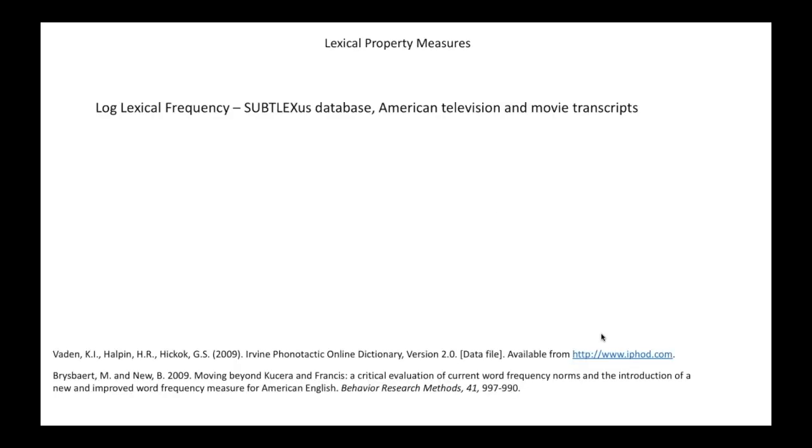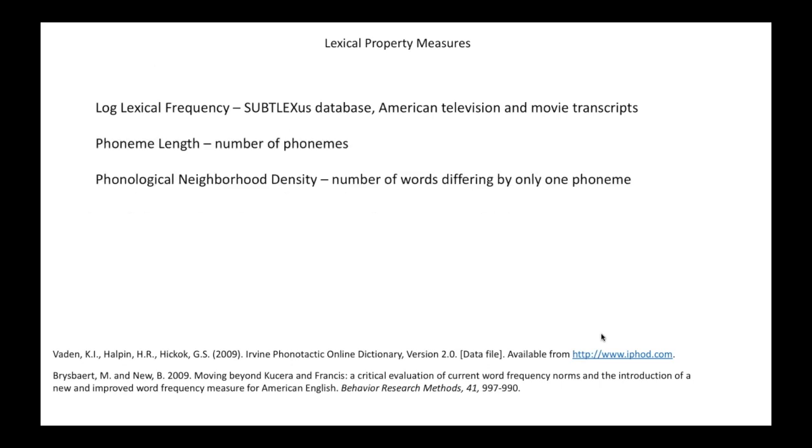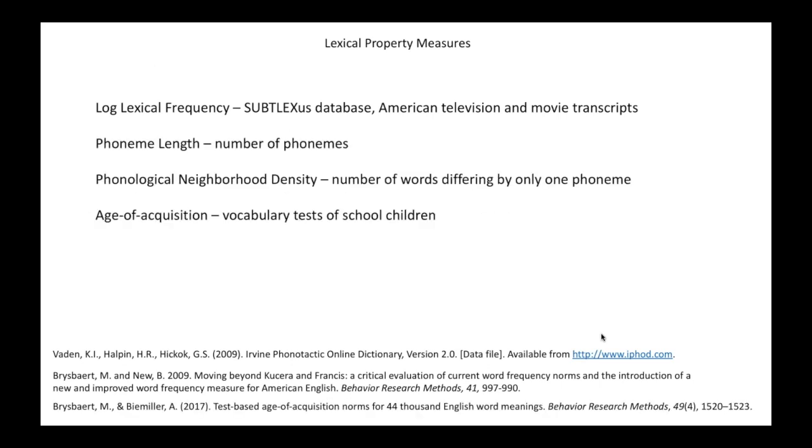We also looked at lexical property measures: log lexical frequency, phoneme length, the phonological neighborhood density, which is the number of words that sound like a target word, as well as age of acquisition. The first three don't take into account word sense, but age of acquisition does. We got these from an objective, test-based measure that comes from school children, where you ask, do they know these words?